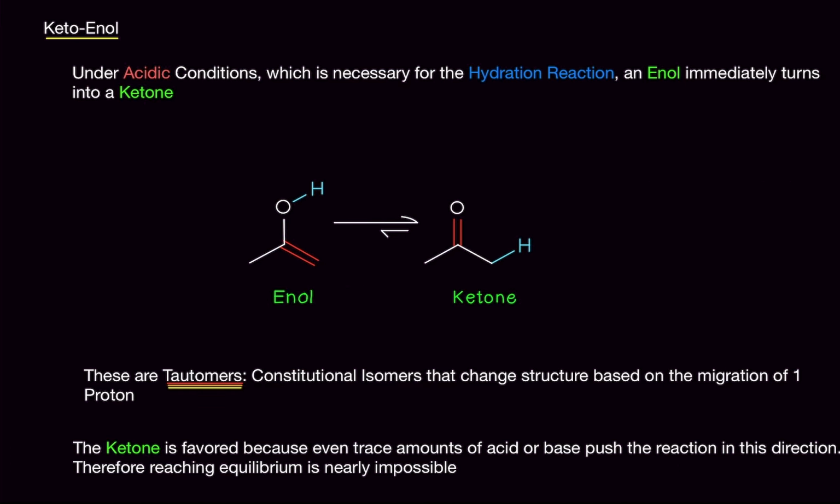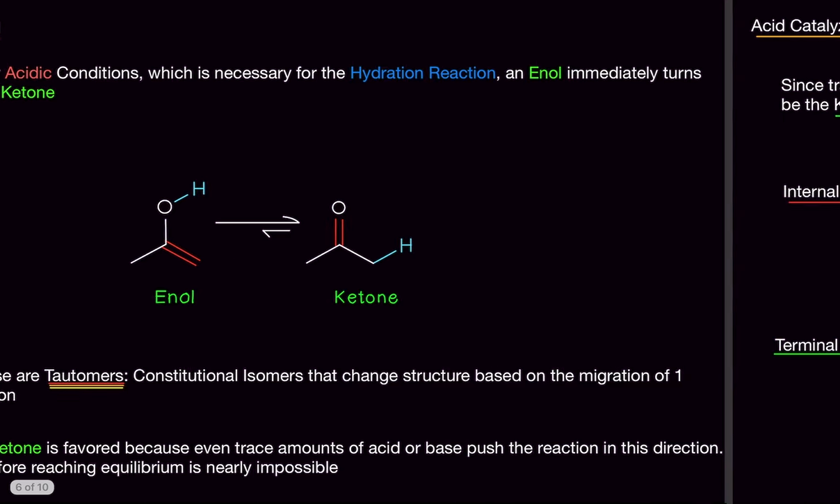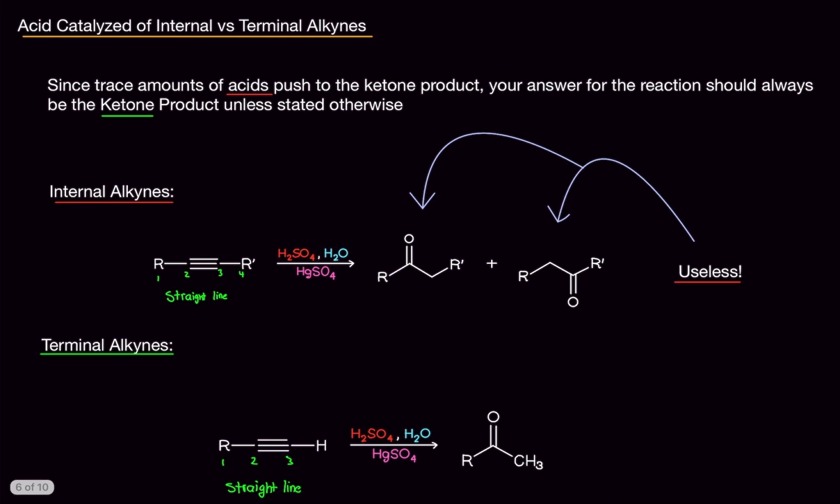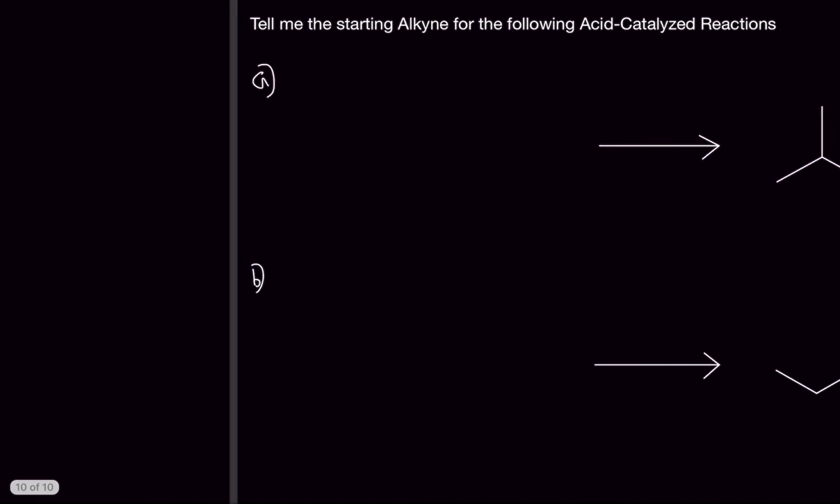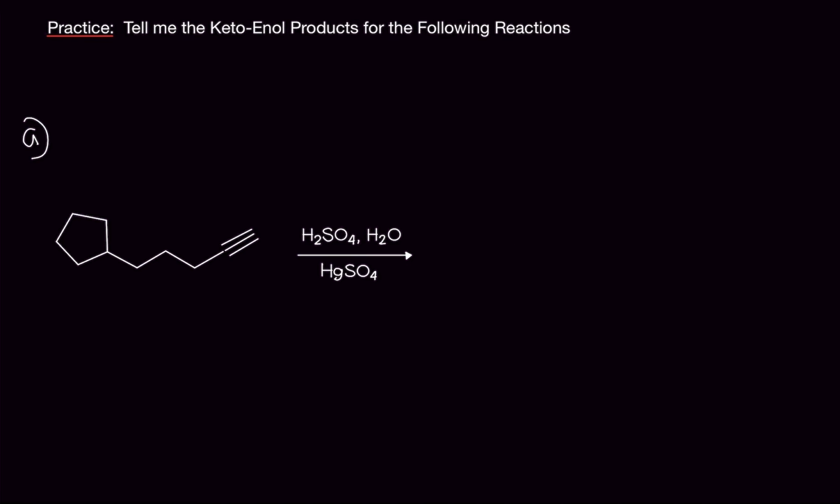So we're going to go over keto-enol and what that actually means and what it is. Then we're going to go over internal alkynes and terminal alkynes and how they differ regarding acid-catalyzed hydration. Then we're going to go over a bunch of practice problems. Now, these practice problems, I designed them so that a complete idiot would know how to do this.